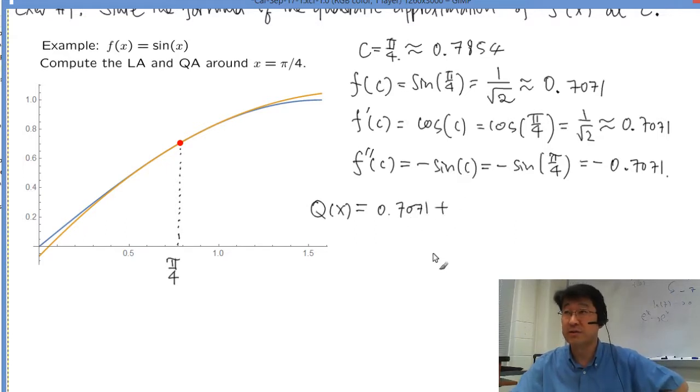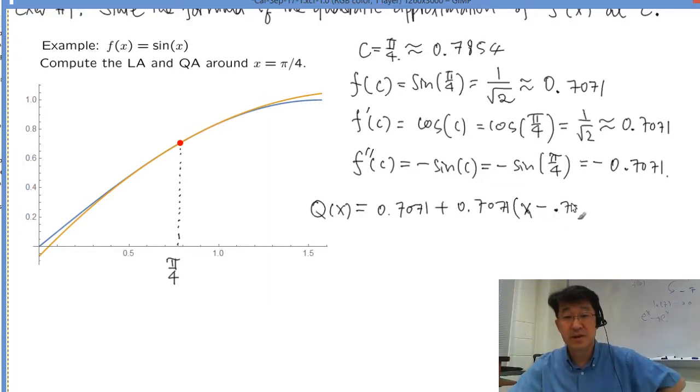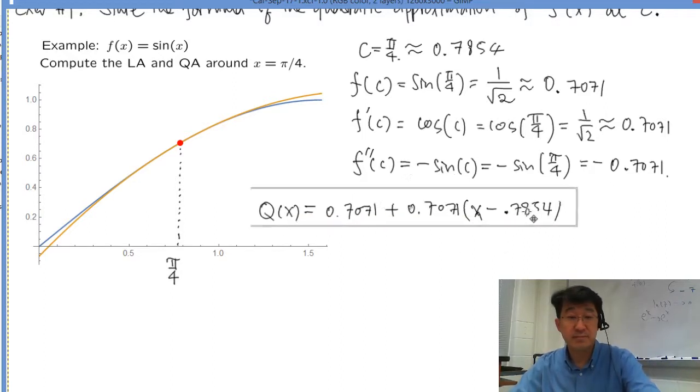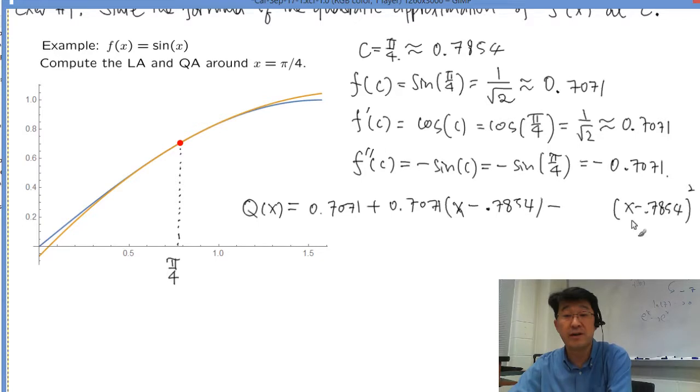f prime of c, right? What is it? 0.7071, isn't that right? Now, what is the next one? x minus c, right? What is c? Yeah, 0.7854. So it's x minus 0.7854. Everything good? All right, what is the last term? Right, it's a negative, and there's x minus 0.7854 squared, right?